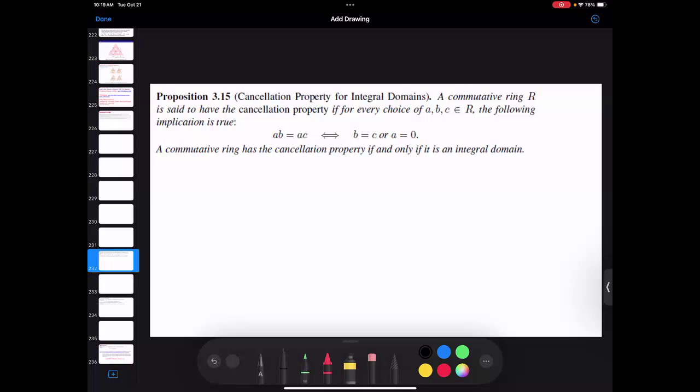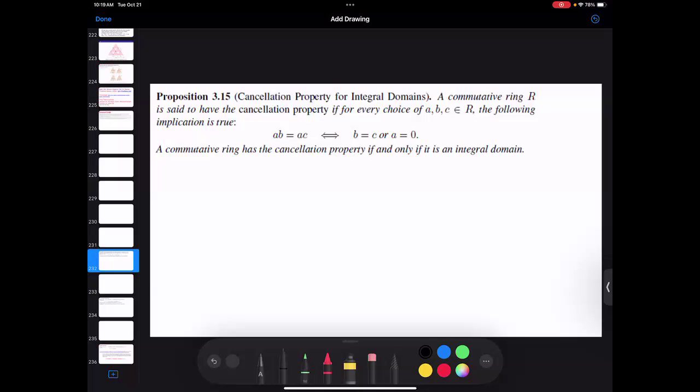And so proposition 3.15 says if you have a commutative ring, it has the cancellation property if whenever AB equals AC, then B equals C or A equals 0. And conversely, if B equals C or A equals 0, then AB equals AC. Is this really a difficult statement? If A equals 0, clearly this equation is true. If B equals C, clearly the equation is true. So it's not really a big deal.